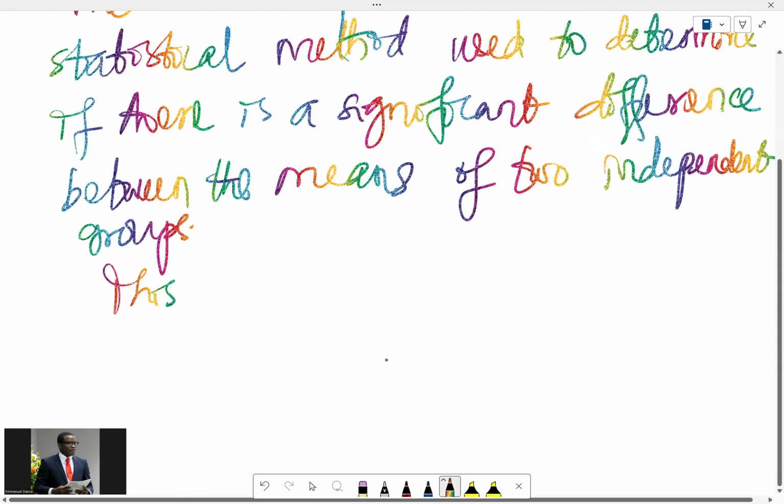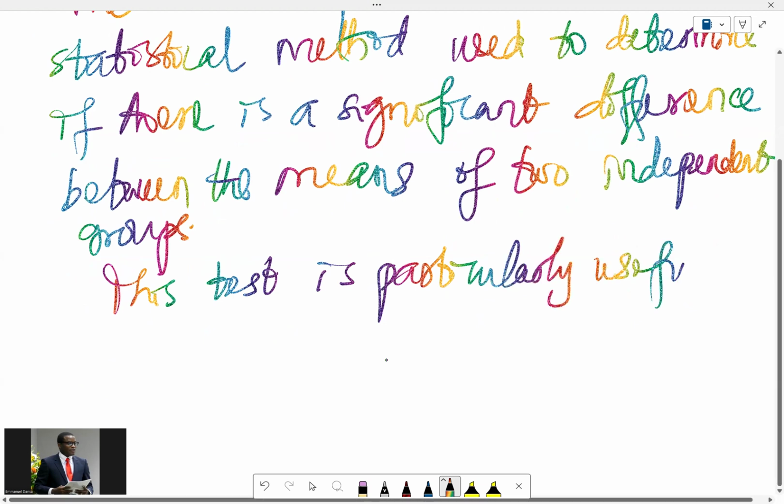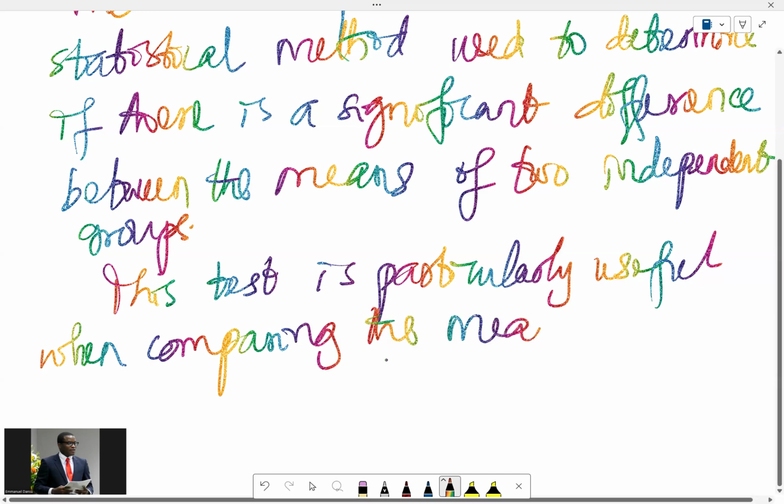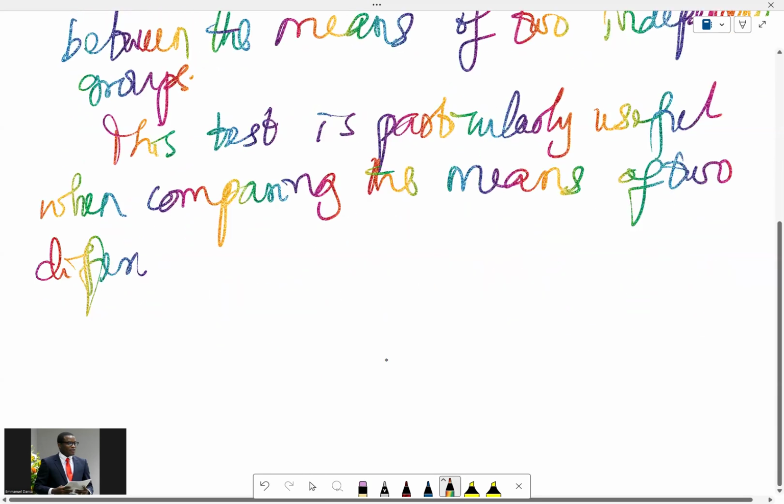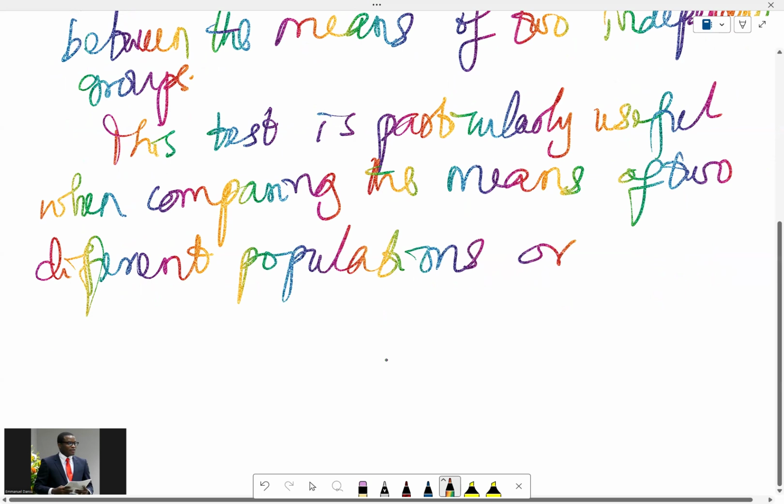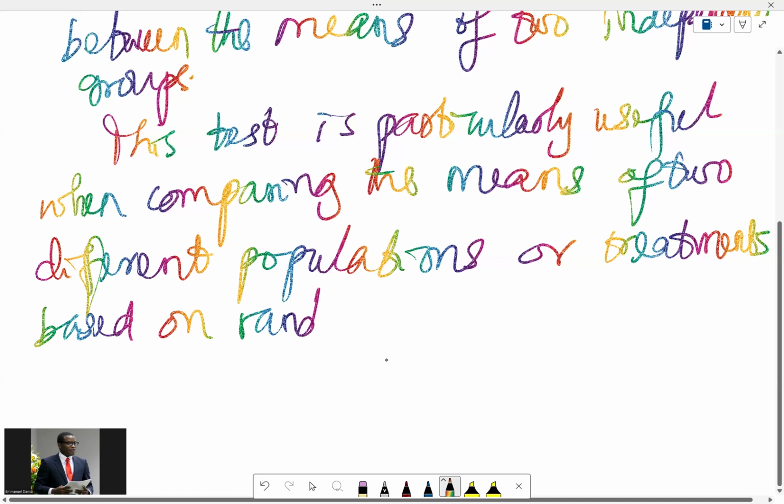This test is particularly useful when comparing the means of two different populations or treatments, based on random samples drawn from them.